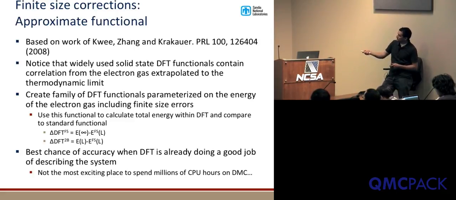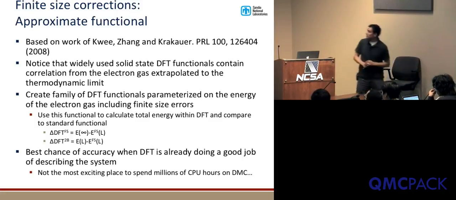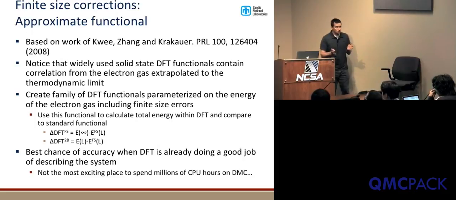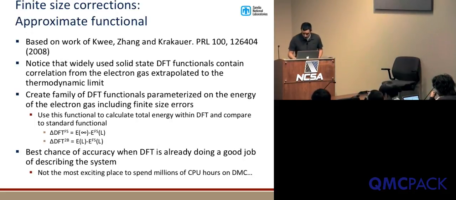Now, a word of warning. The best chance for accuracy using this method, you can think, is when the LDA, which is what this is based on, is already doing a reasonably good job. Now, it doesn't have to be perfect, but you want the long-range behavior to be similar. I'd worry about it, for instance, if LDA was predicting a metal when your system was actually insulating. So in some cases, it's not maybe the most exciting place to spend millions of CPU hours if this is going to work well. So there are reasons for other methods.